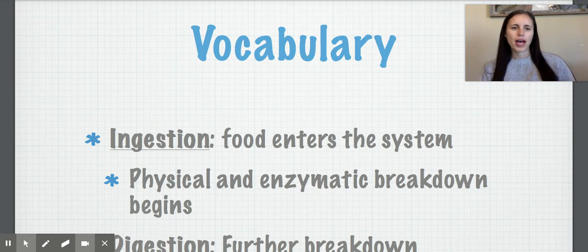So a little bit of vocabulary before we start. Some terms that I'm going to be using as we go through the video. I'm going to use the word ingestion. You might have heard of this before. It pretty much just means food goes in. So food enters the system.